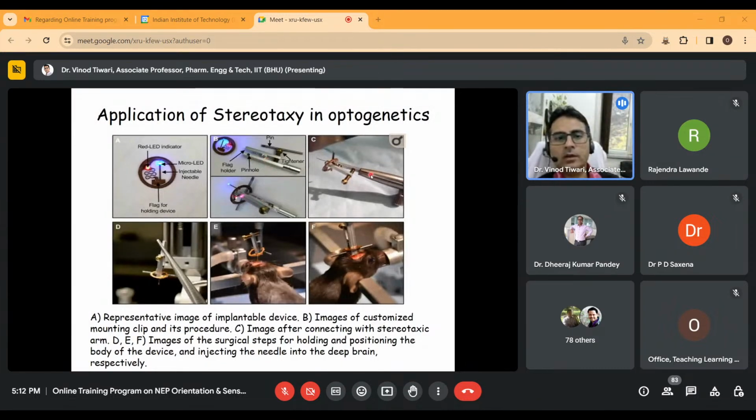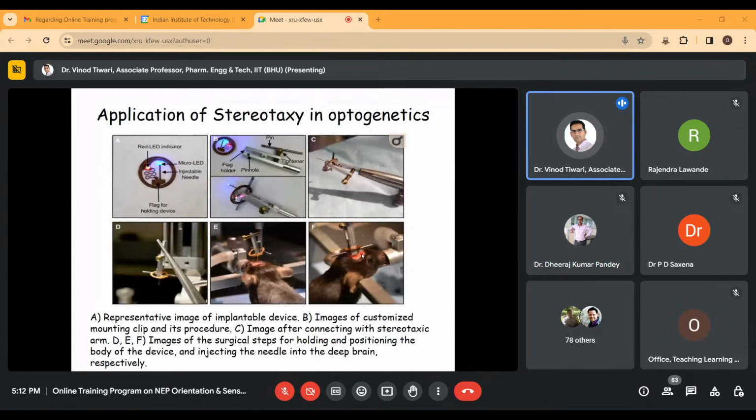Okay. There's a flag holder, and then you inject it, you hold it like this with the stereotaxic holder. So instead of a Hamilton syringe, you are holding the electrode right now. Okay. And then you insert it into the skull of the brain. And once it is inserted, you can again secure it, suture it, and then close the wound and then wait for the recovery of the animal.